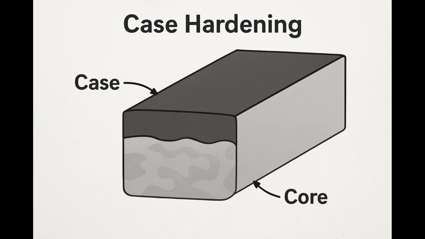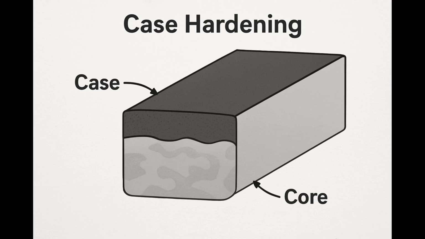Because the surface layer now has a higher carbon-nitrogen content, it can be hardened to a significant degree, often forming martensite upon quenching, while the low-carbon core remains relatively soft and tough. Tempering is optional but common. A low-temperature tempering step is often performed after quenching to relieve stresses and improve the toughness of the hardened case, without significantly reducing its hardness.